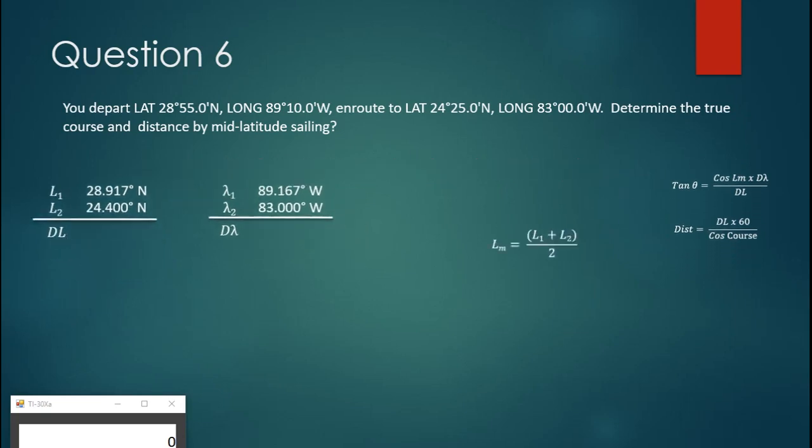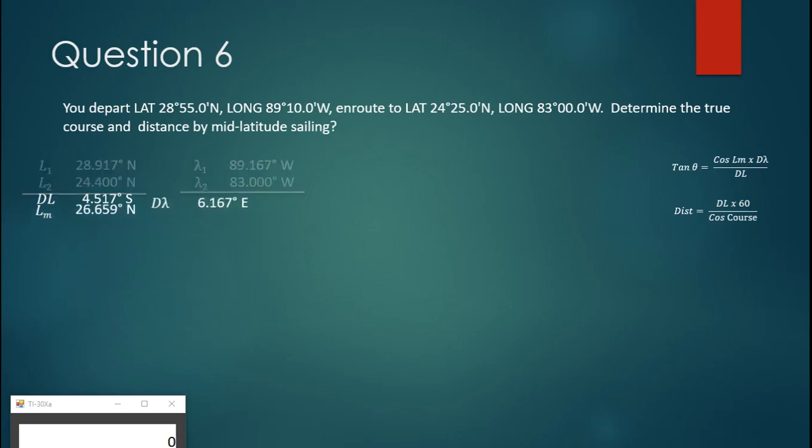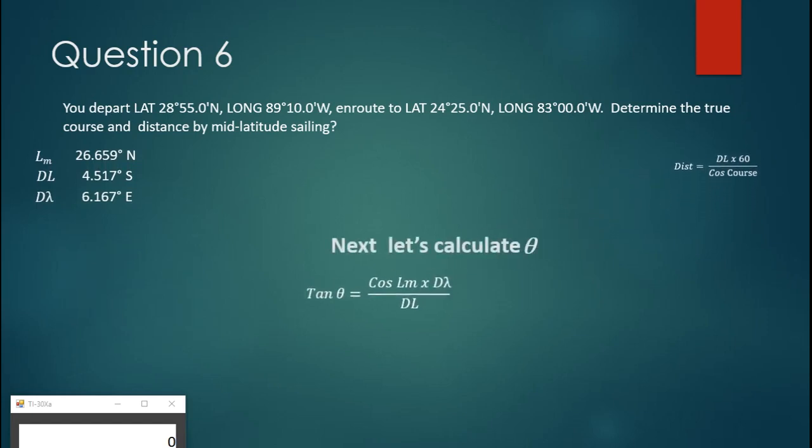So let's scoot that to the side and we'll calculate our mean latitude the same way we did in the other problem. Come up with 26.659. Now that we have these 3 tidbits of information, we can calculate theta. Theta is not the course, but it's going to be a number that tells us how to get the course.